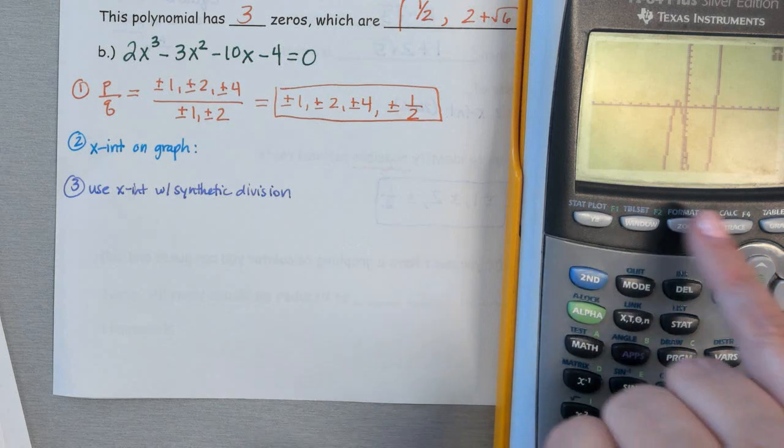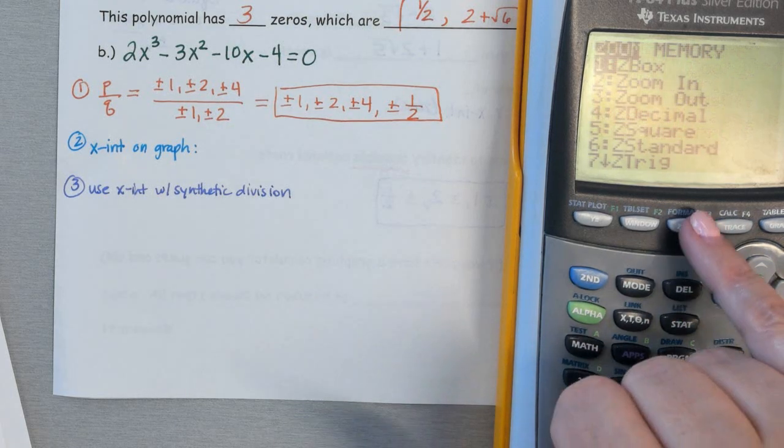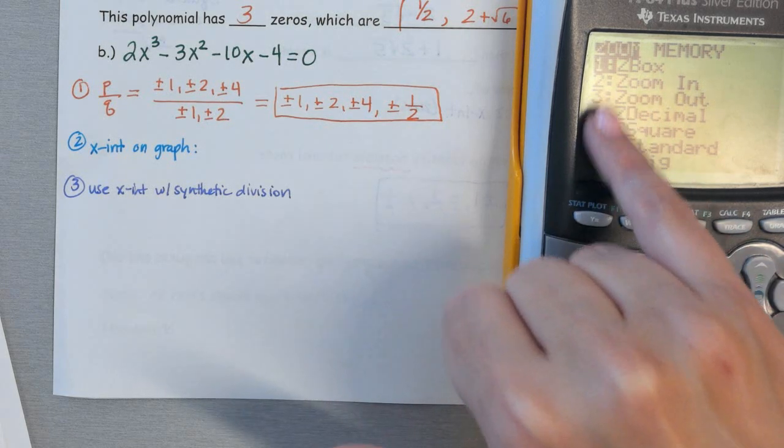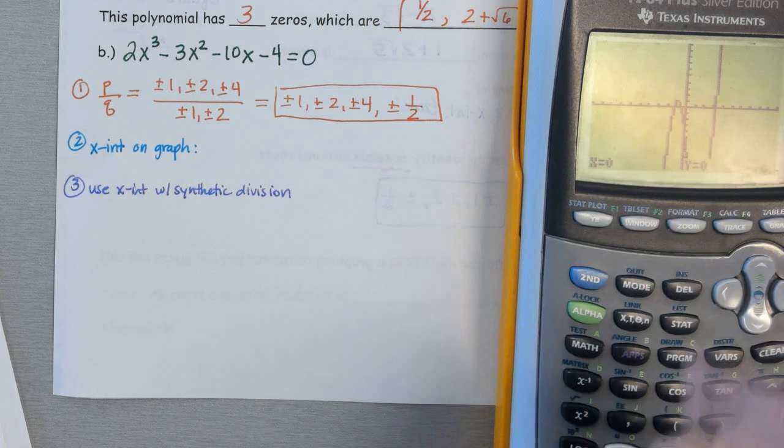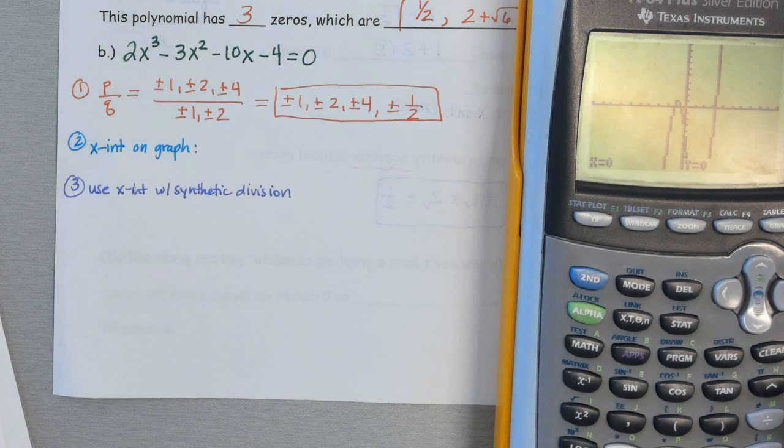So I'm going to go to zoom, and then zoom in is 2. And then a little cursor will appear and start blinking, like mine is right at the origin. So I'm going to press enter. And you can move that depending on what you want to see.